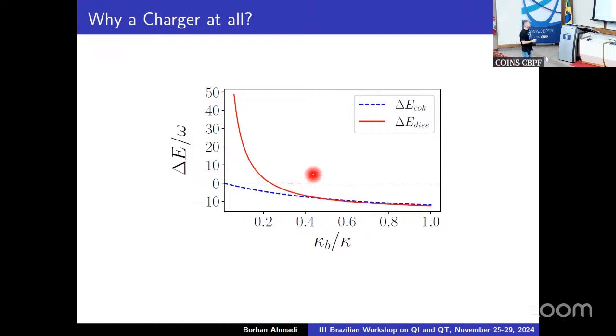As you see, the blue dashed line is always below zero. This means that the direct charging is always better than the conventional charging, even when it's optimized. But for the supraoptimal case, we see that when the dissipation rate on the battery is lower than some amount, it beats the direct charging. It's always better than the direct charging.